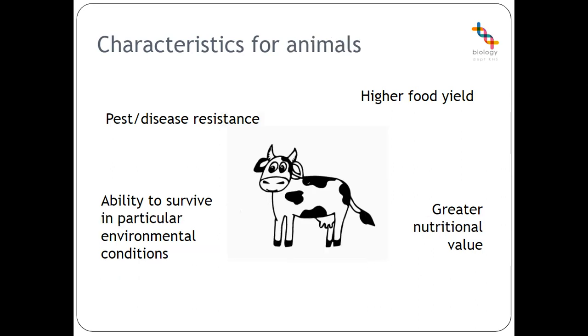And it's pretty much the exact same characteristics that we tend to be looking for in animals. So we're looking for pest and disease resistance. We're looking for their ability to survive in particular environmental conditions. We're looking for animals which are going to give us a higher food yield, which are going to be larger, are going to produce more meat, or that are going to produce more of whichever foodstuff it is we take from them. So for example, you may be looking at cows producing high quantities of milk.